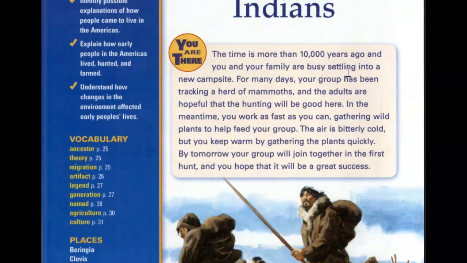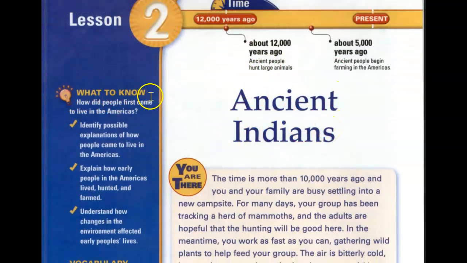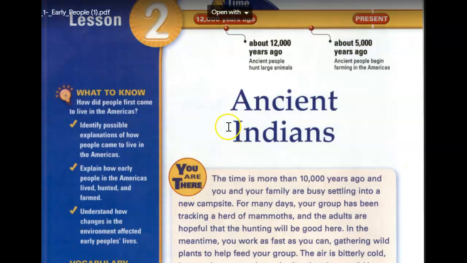Chapter 1, Lesson 2, The Ancient Indians. What to know? How did people first come to live in the Americas? Identify possible explanations of how people came to live in the Americas. Explain how early people in the Americas lived, hunted, and farmed. Understand how changes in the environment affected early people's lives.